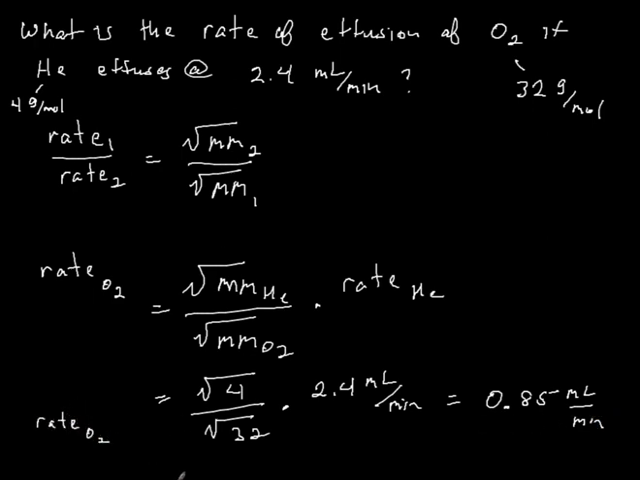And you can do a quick logic check on that. The helium, which is lighter, should diffuse at a faster rate than oxygen, which is what this gives us. Oxygen is a much slower rate. It's a much heavier molecule, and so we get a lower rate for it.